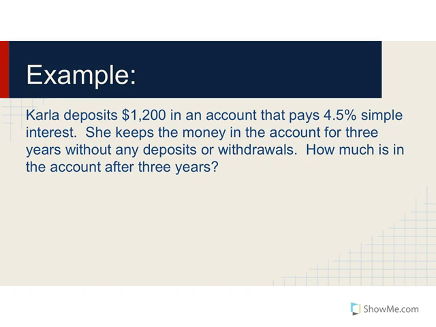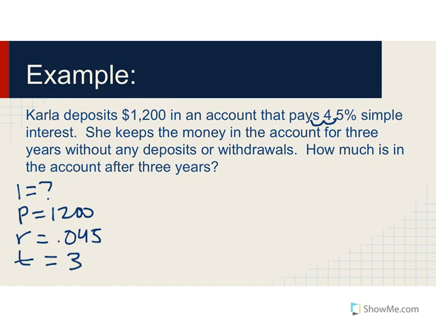So what we're going to do is identify each of those variables again. We're trying to figure out how much is in the account after those 3 years. We're trying to figure out the interest still because it's going to be added to it. Our principal, she had $1,200 in here. Our interest rate pays at 4.5%, so we're going to move the decimal 2 spaces to the left. So that's 0.045 now. And then our time is 3 years. But since there is only 1 year and a year, that would be 3 divided by 1, which actually just simplifies to 3.